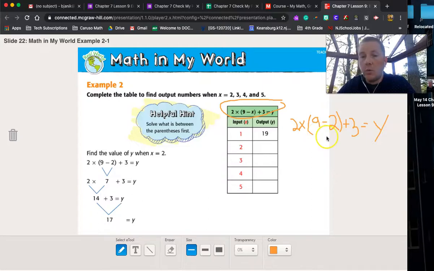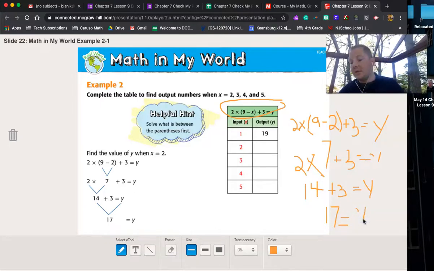So what do we do first? We're going to do our subtraction first. So 9 minus 2 is 7. And then we're going to be multiplying that by 2 and then adding it to 3. So the next part is our multiplication. What's 2 times 7? It's 14. All right, and then we're going to do plus 3. Make sure that we keep on doing this the same all the way down. All right, so 14 plus 3 is going to give us our 17 equals y. And that's going to be your answer.